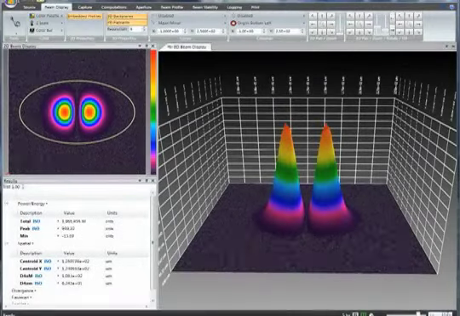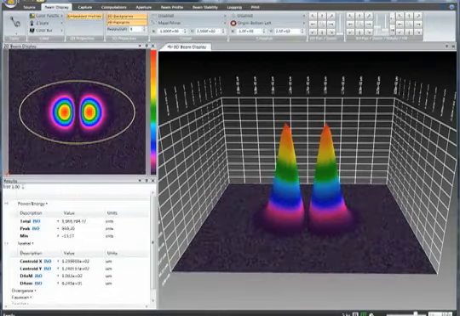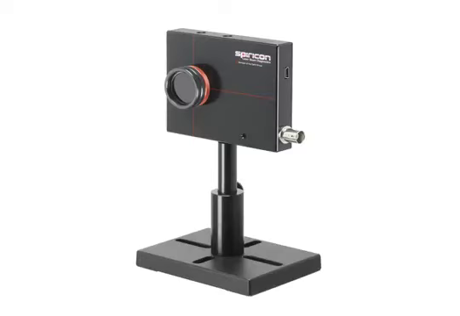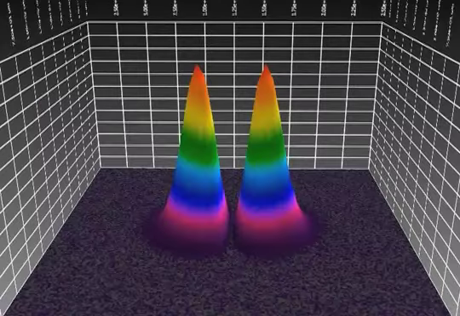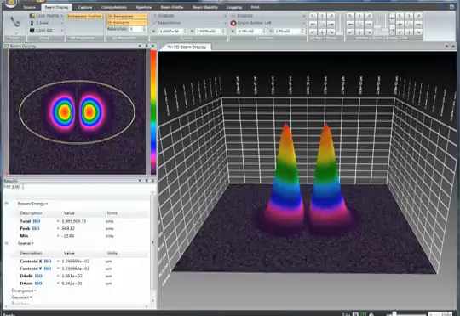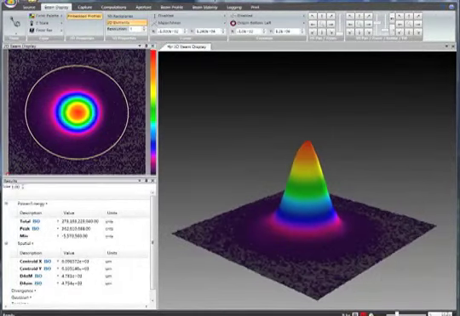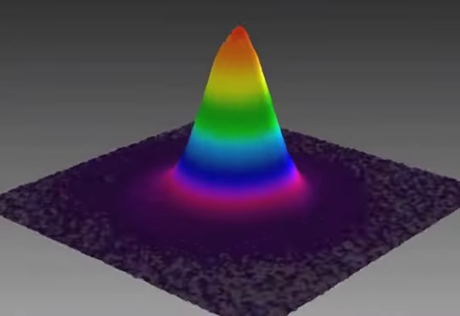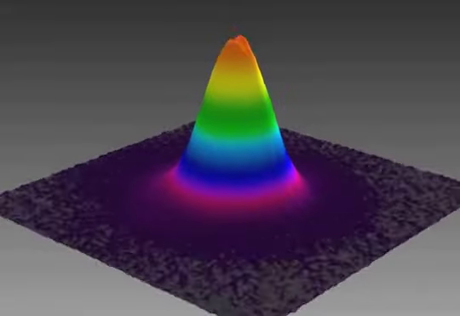This YAG laser beam was used to mark medical devices. The Spiricon beam profiling system displayed a deformed two-peak beam, causing unreadable serial numbers. Adjusting the laser restored the beam to a Gaussian profile, properly focusing power and restoring quality to the process.